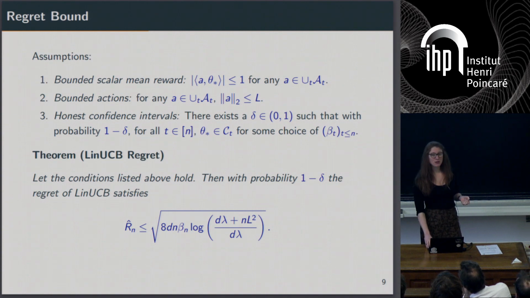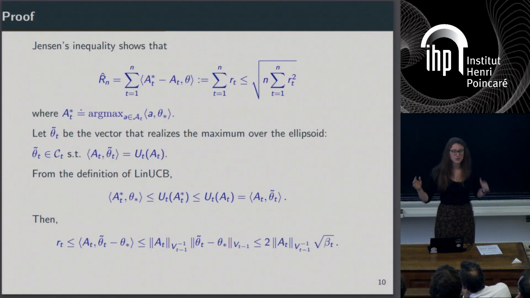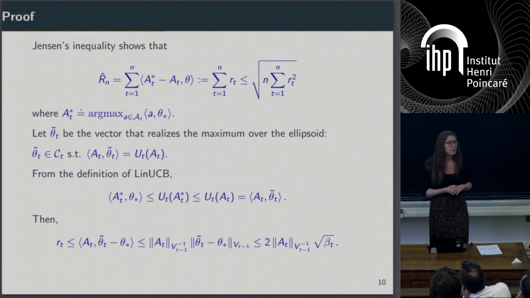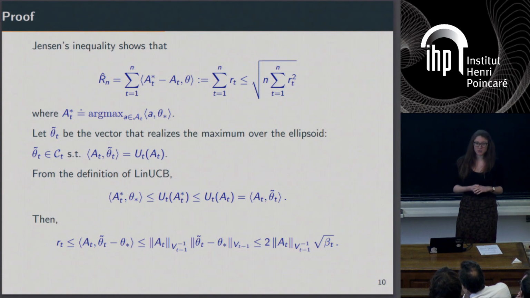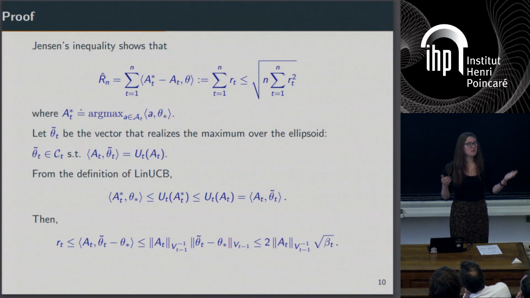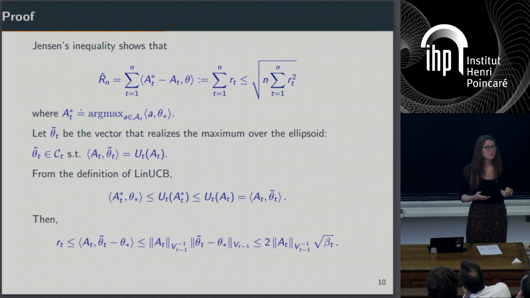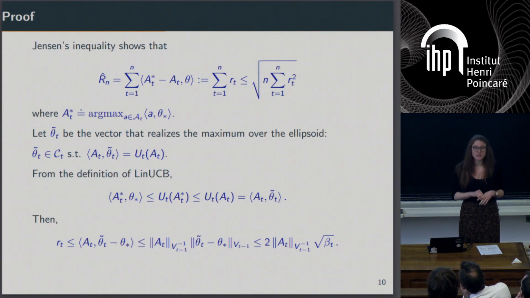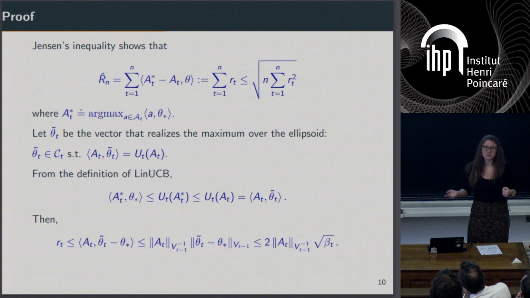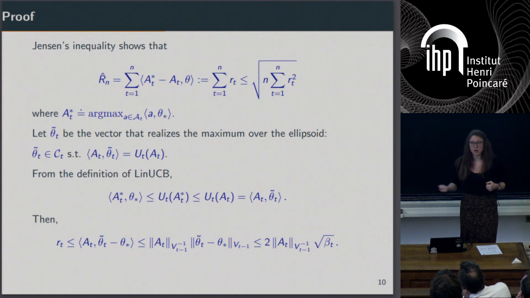It's actually not very complicated, up to the fact that you need to know how to build those confidence intervals. But I'm going to show you how it works. So first, the first step of bounding a regret: you have this sum of scalar products that I rewrite as a sum of r_t, and using Jensen, you have the square root of n times the sum of r_t squared. And now the game is to bound r_t squared.